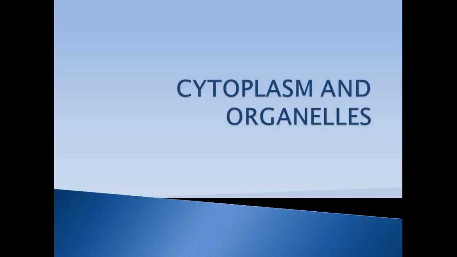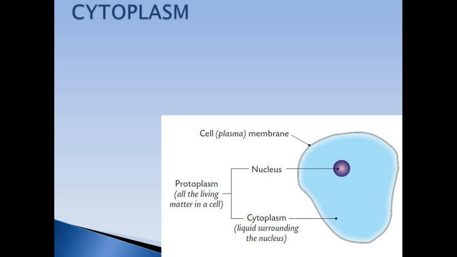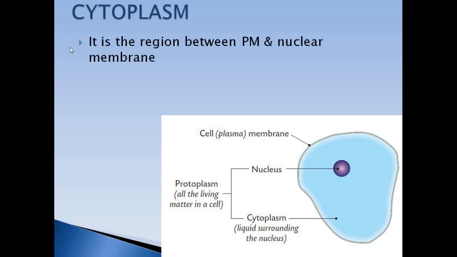Now the cytoplasm means cell organelles. Cytoplasm is the part that is present between the plasma membrane and the nuclear membrane, as you can see in this figure. This is the plasma membrane. Inside the plasma membrane, this region is cytoplasm, and then this is the nucleus. Remember protoplasm, which is the living matter of a cell? So cytoplasm is one of the parts of that protoplasm.